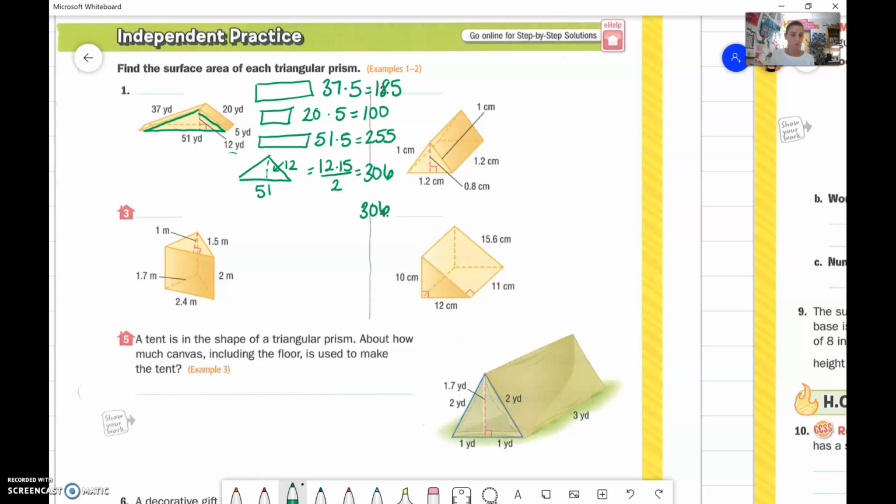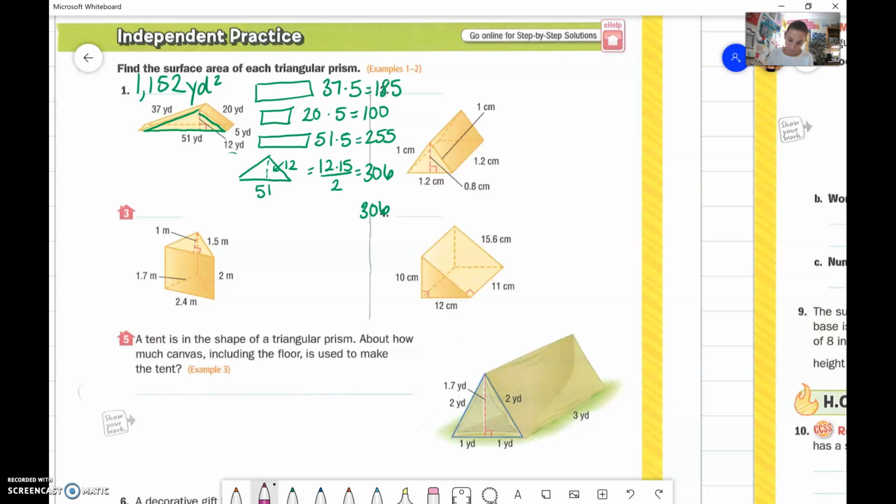So on our calculators, we're going to add 185 plus 100 plus 255 plus 306 plus 306, which is going to give me a grand total of 1,152 yards squared. Okay? All right, let's take a look at this next one.